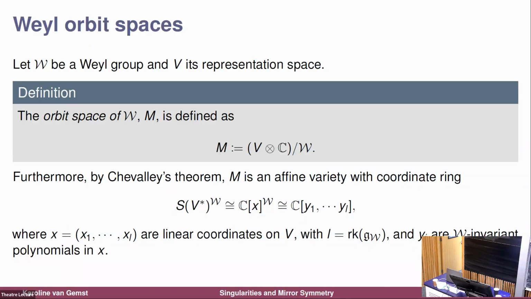So firstly, we are talking about orbit spaces, where curly W will always be some sort of Weyl group. And we want to take the complexification of the representation space as such and the closure. And already we've heard about Chevalley's theorem that states that the coordinate ring is a complex ring of these invariants or basic invariants, y_i. Here, x are the coordinates on V, the vector space, and this L is the rank of the associated algebra, or number of Dynkin nodes, or so on.